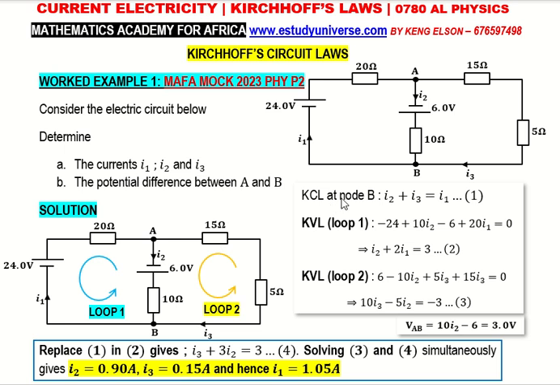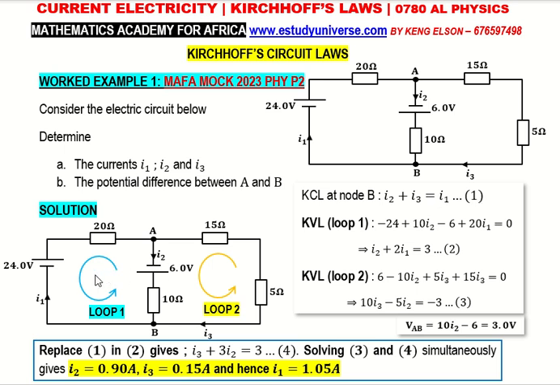All right, now I can use either the junction at A or the junction at B to get my Kirchhoff's current law application. But looking at the current, you realize that I2 is entering node B, I3 is entering node B, and I1 is leaving node B. So I'm going to apply Kirchhoff's current law at node B, which means that I2 plus I3 is equal to I1. Now that's my first equation.